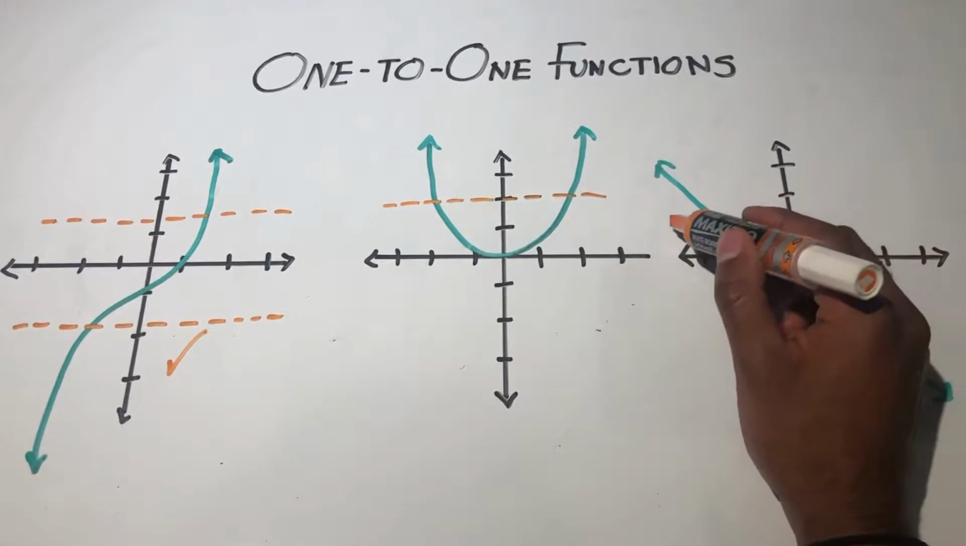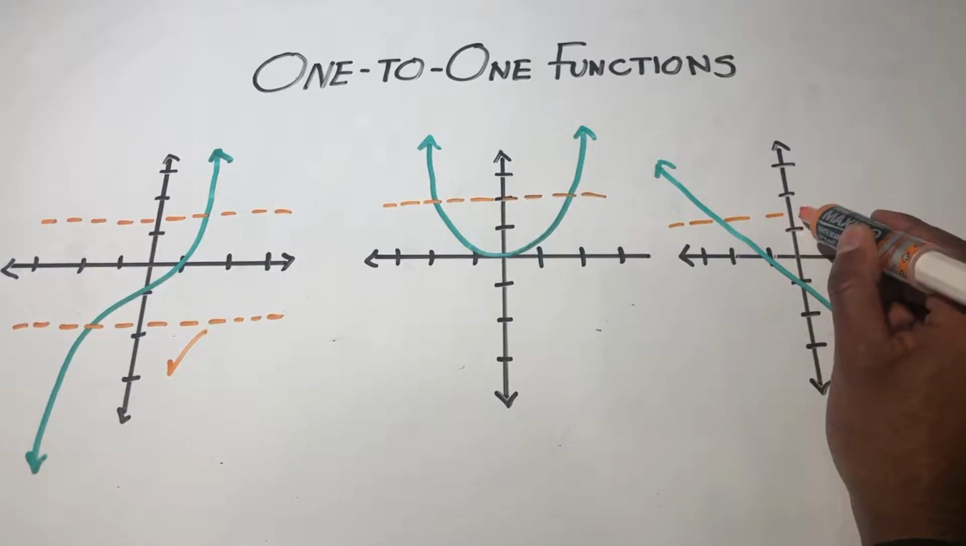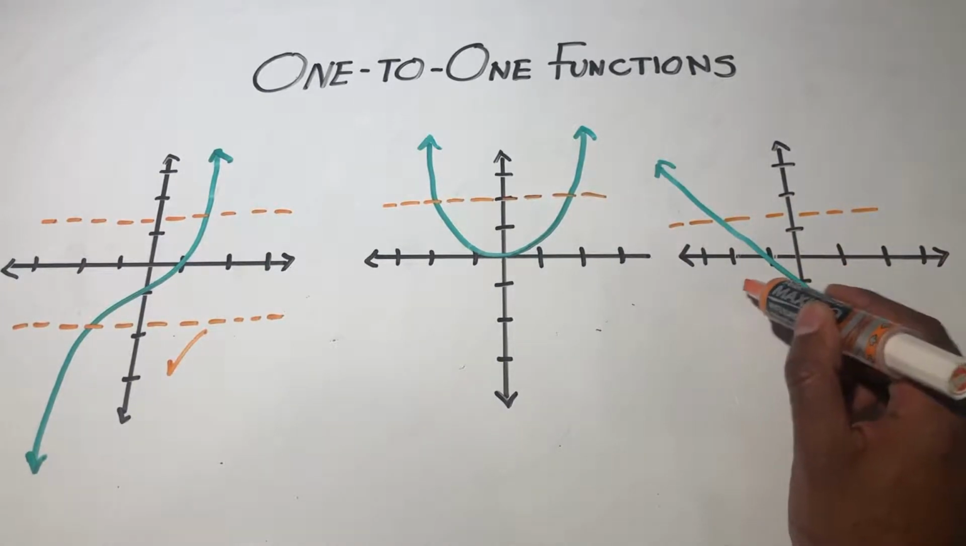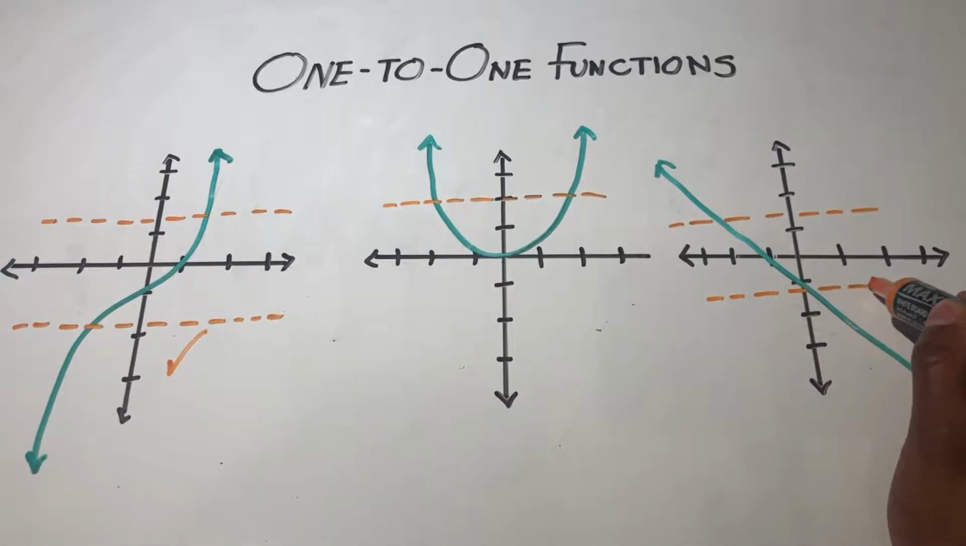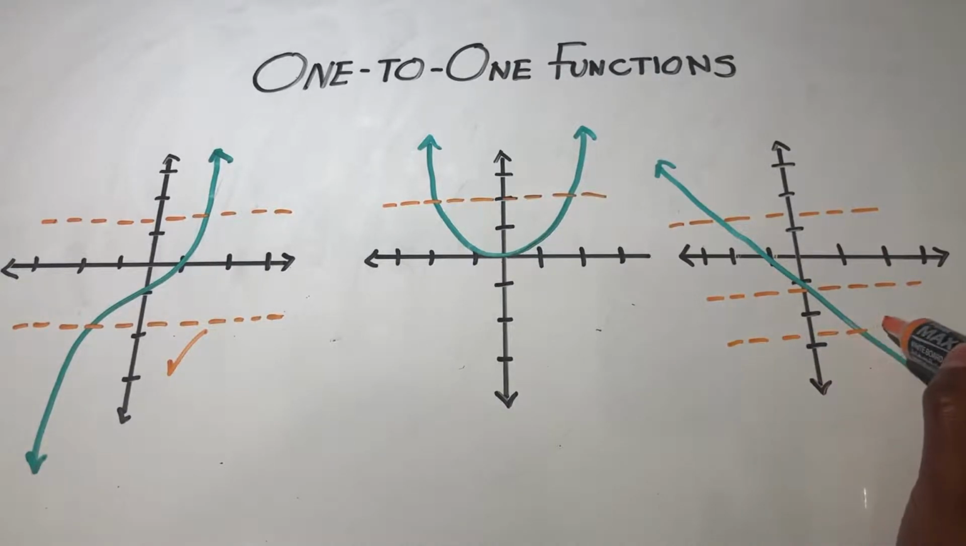For our last example here, if we apply the horizontal line test, we can see that the line crosses the graph once, and this happens pretty much anywhere on the graph. Therefore, this function is one-to-one.